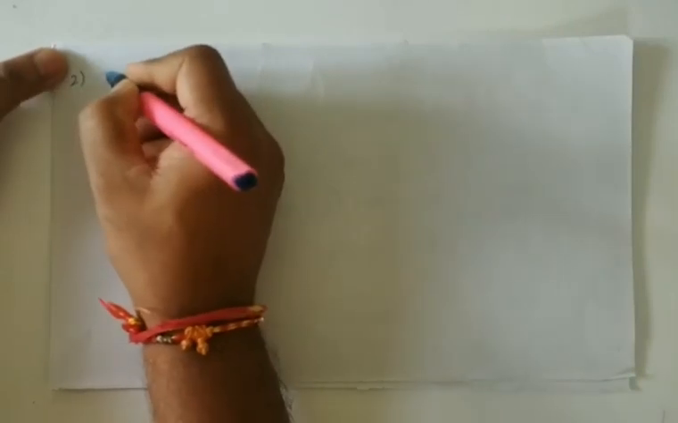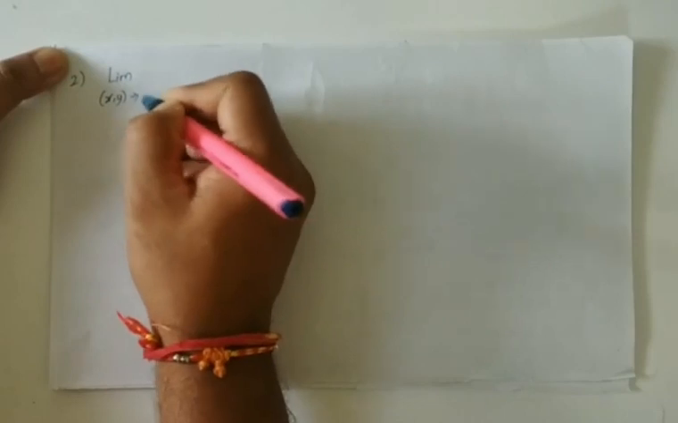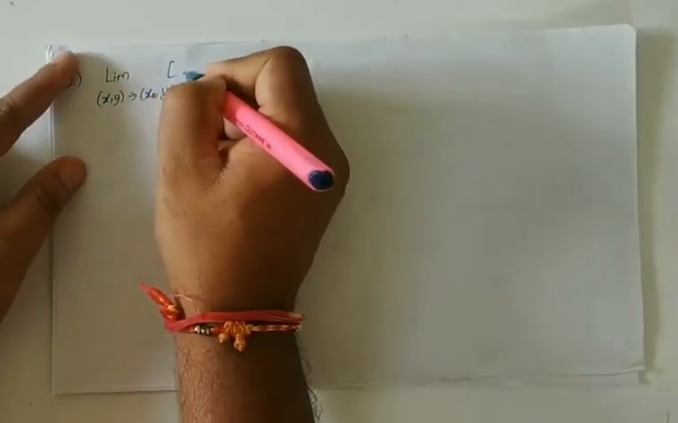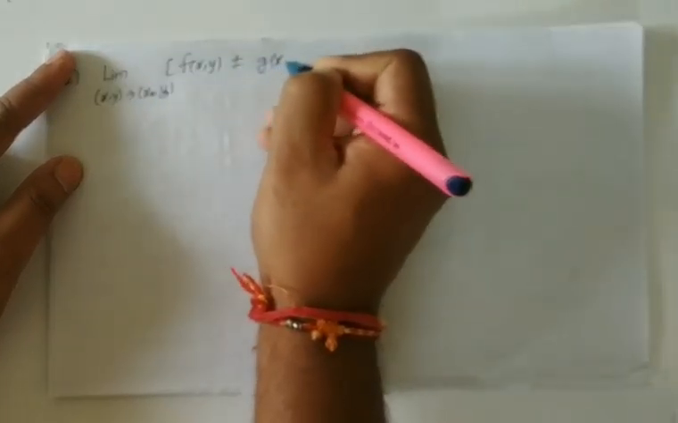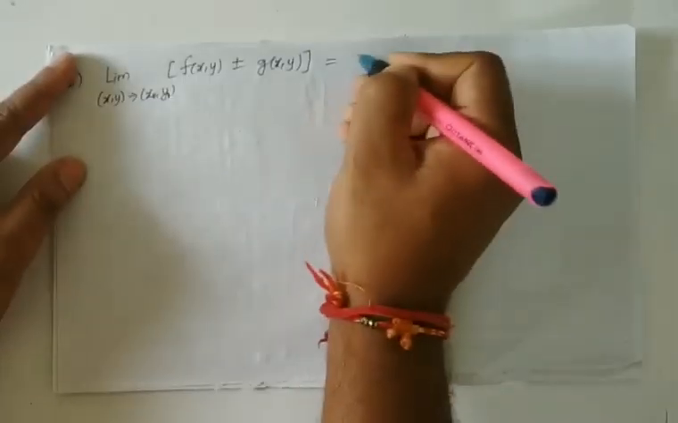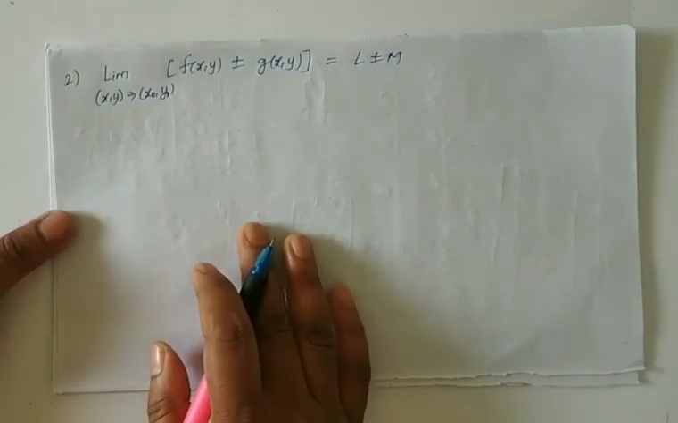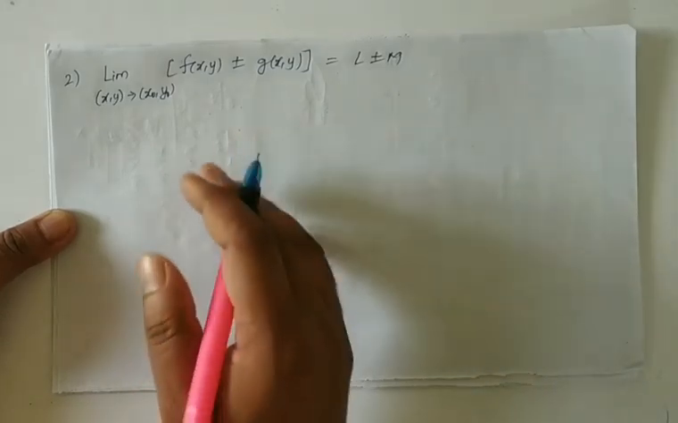Second one, limit as (x, y) approaches (x naught, y naught) of f(x, y) plus or minus g(x, y) is equal to L plus or minus M. This rule is nothing but the sum and difference rule.